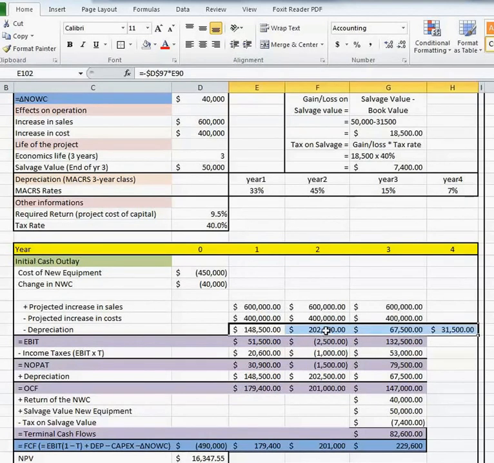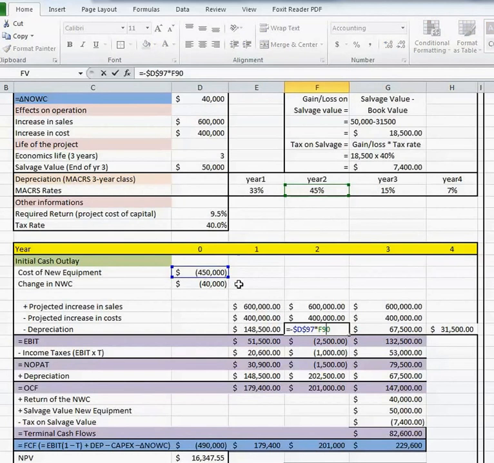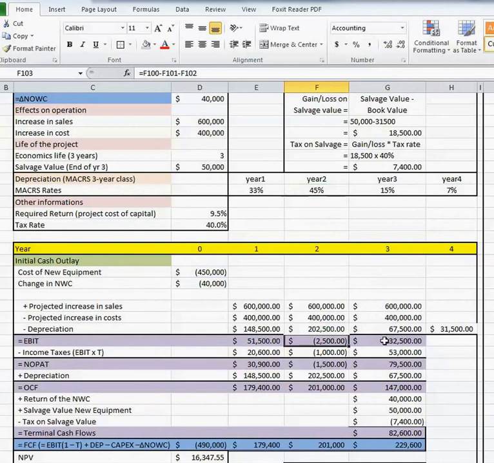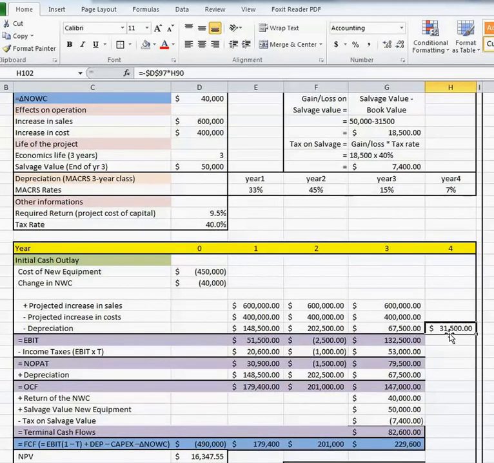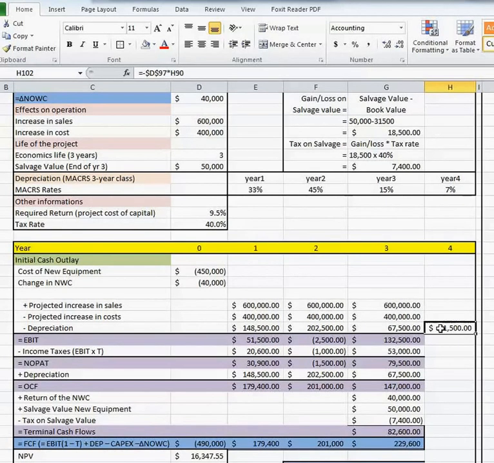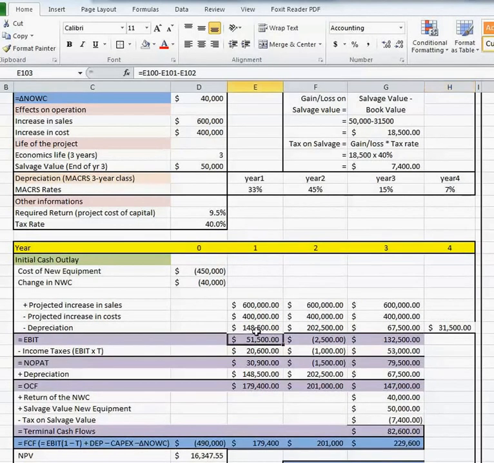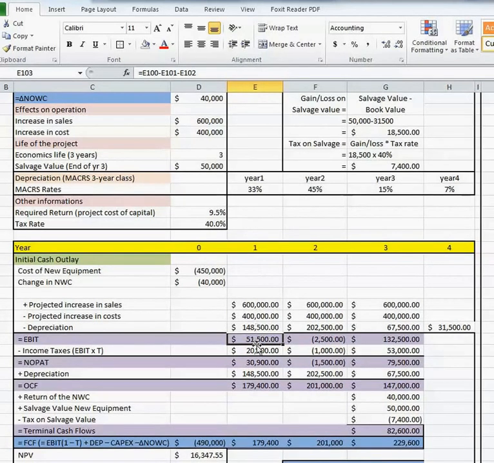Now the next number is done the same way, so let me just drag the formula. Here, the depreciable basis times the MACRS rate for the second year. I'm going to do it until the fourth year. The reason is the project ends in year 3, so whatever is left over in year 4 is the book value of the machine, and we need that number later when we calculate terminal cash flow. Right now let's just concentrate on this one. EBIT is sales minus projected increase in cost minus depreciation. Just follow the sequence here.